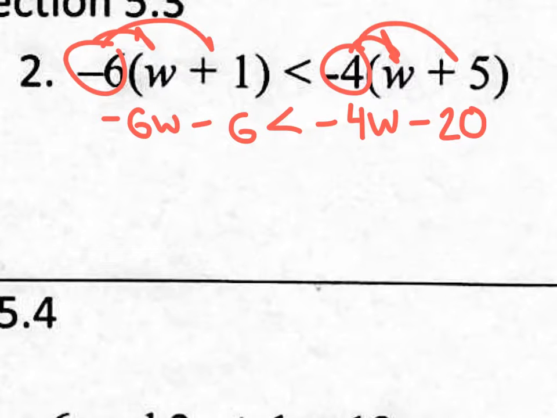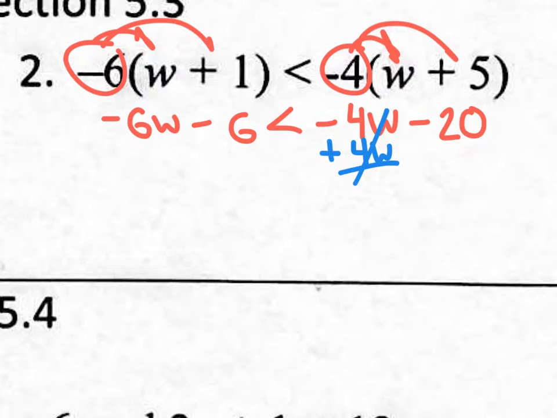So I need to worry about getting w by itself on one side. So I have negative 6w and negative 4w. You don't want w's on both sides. You only want it on one side. So I'm going to get rid of the minus 4w by adding 4w. That'll cancel out. And what I do to one side, I do to the other side.